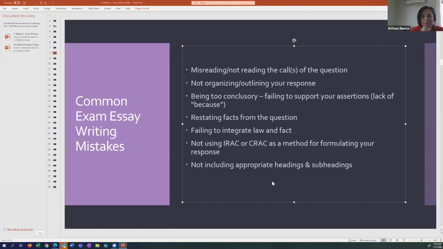So yeah, a mistake that I see a lot is not using IRAC or CRAC, issue, rule, analysis, conclusion, or conclusion, rule, analysis, conclusion, to organize answers. If it's just stream of consciousness on a page with no organization, no structure, that becomes very difficult to read. I'm a big advocate of headings and subheadings to separate each issue or sub-issue. When students don't do that, it just adds to the disorganization. Using headings and subheadings makes it more organized.